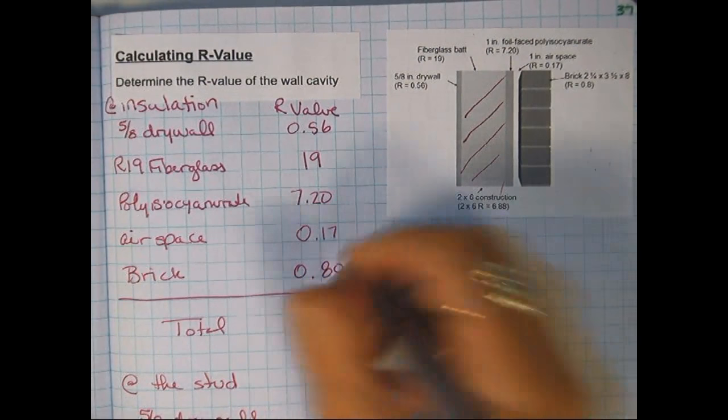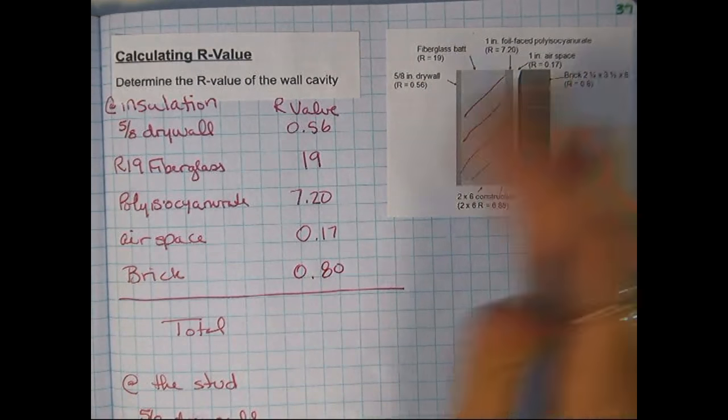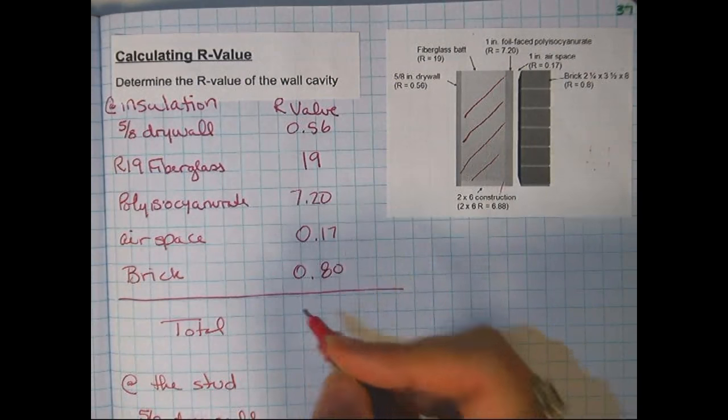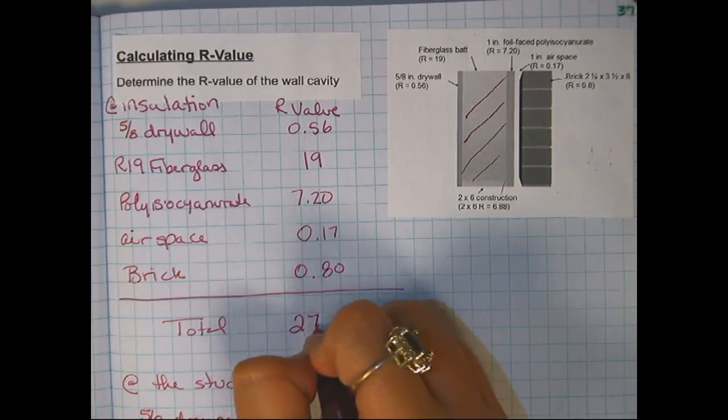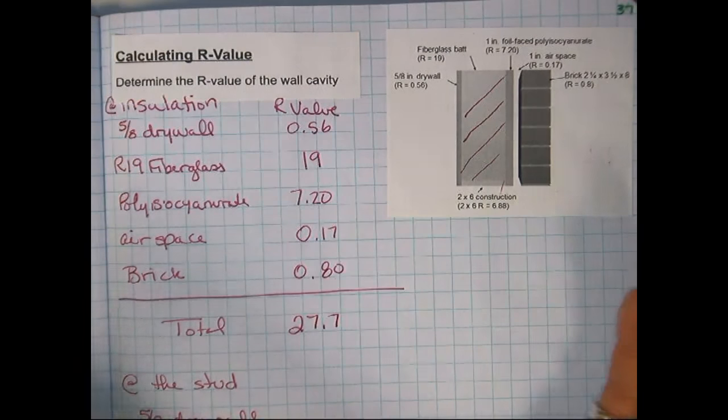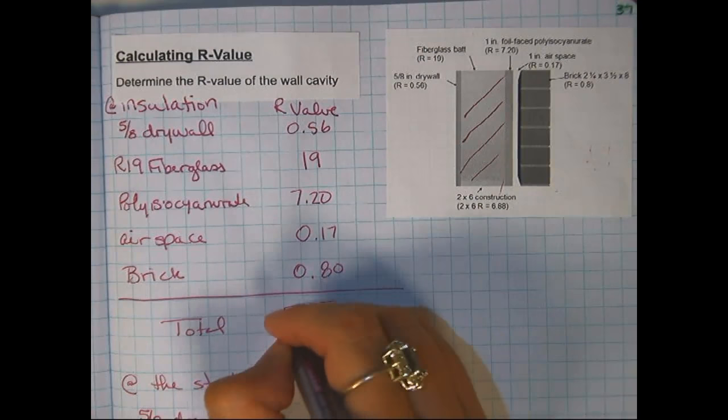So then once you've written down every layer in your wall, you just add these numbers up. And if we add these up, we get an R value of 27.7. R values don't have any units, so that's just our answer.